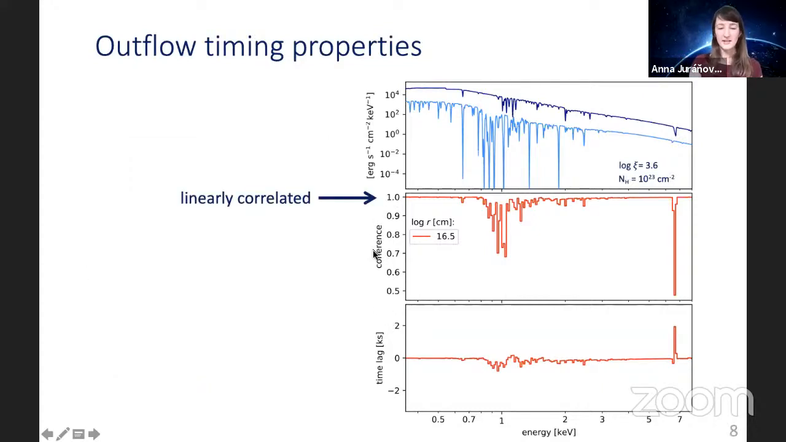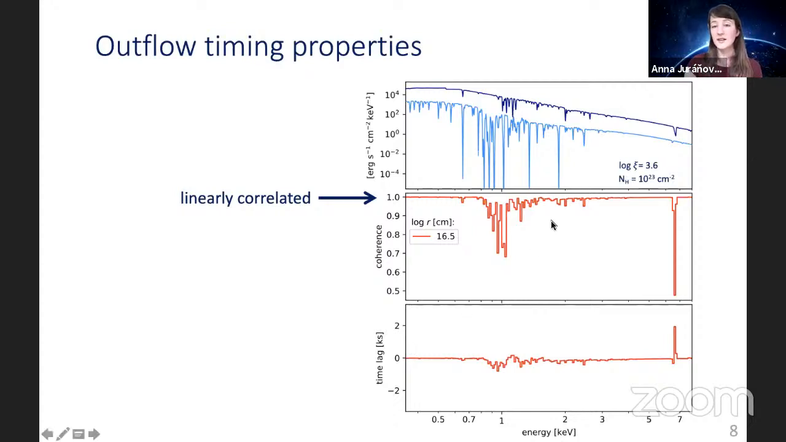Just to make sure it is clear what we're talking about, the coherence is a measure of linear relation between light curves that we are comparing. We're comparing an unabsorbed light curve to a light curve extracted from the visualized energy bands. And so if these two light curves are linearly correlated, then the coherence will be equal to 1. And of course, the less this applies, the lower will be the coherence.